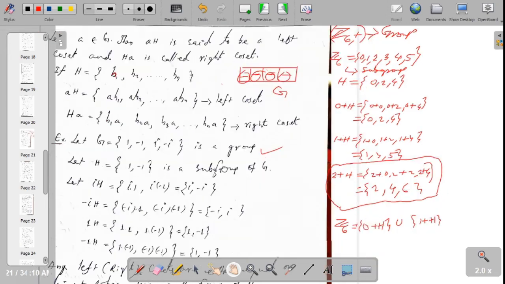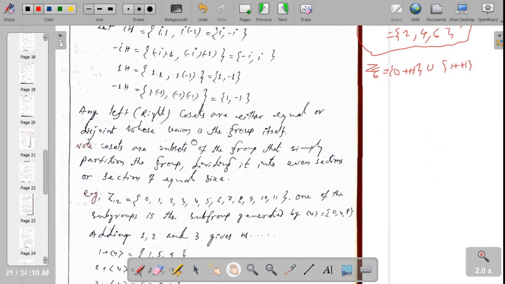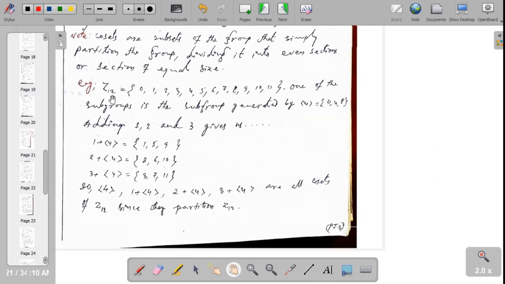So we can also see one more example of the cosets of an additive group. Say this one, Z modulo 12. It has the elements 0 to 11. And you take a subgroup generated by 4. So here H is 0, 4, 8. Here the subgroup is generated by the element 4. Now what are the possible cosets of this Z12 with respect to this subgroup?